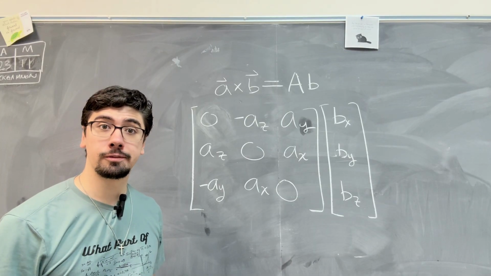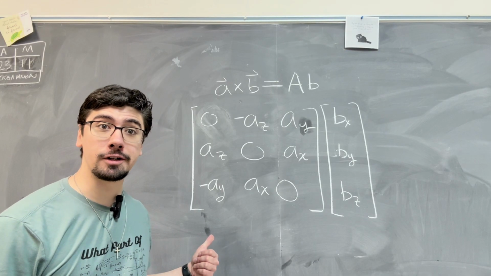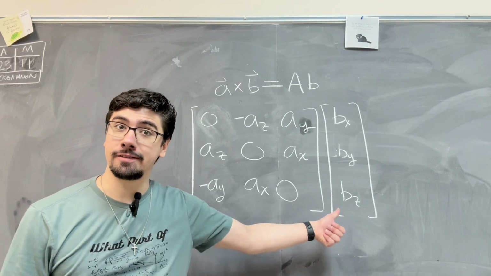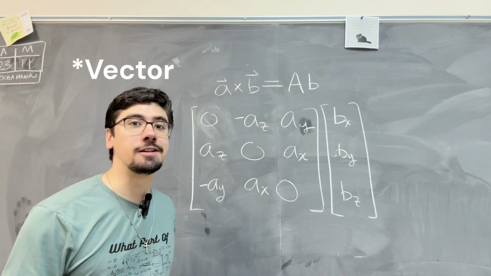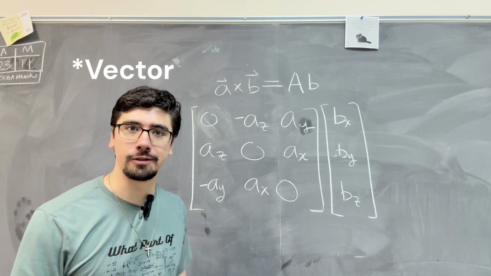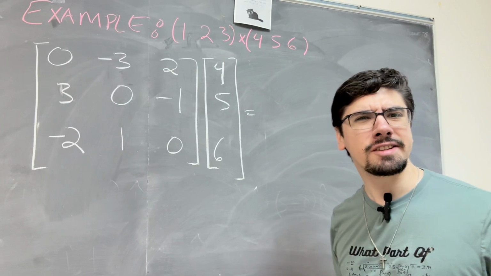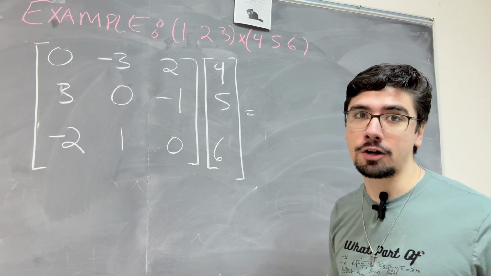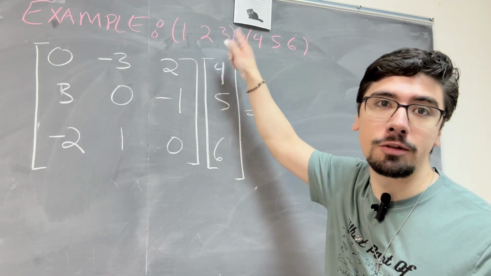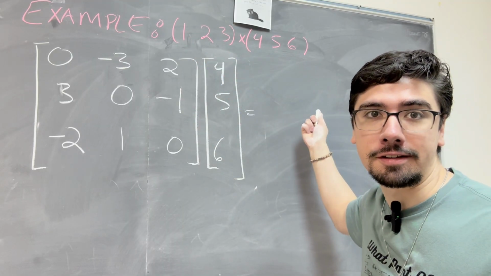Once we have this matrix, what you're going to do is take this matrix and multiply it by that second vector that you had. And it turns out that the vector that pops out of this operation is always going to be the cross product of those two vectors. Let's go ahead and try out this matrix formula and see how it works. So I want to take the cross product of the vector 1, 2, 3 with the vector 4, 5, 6.